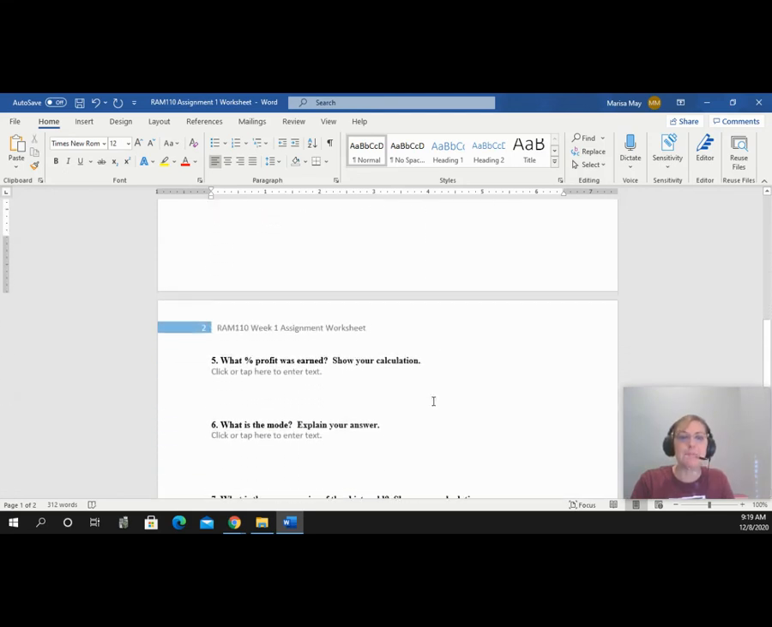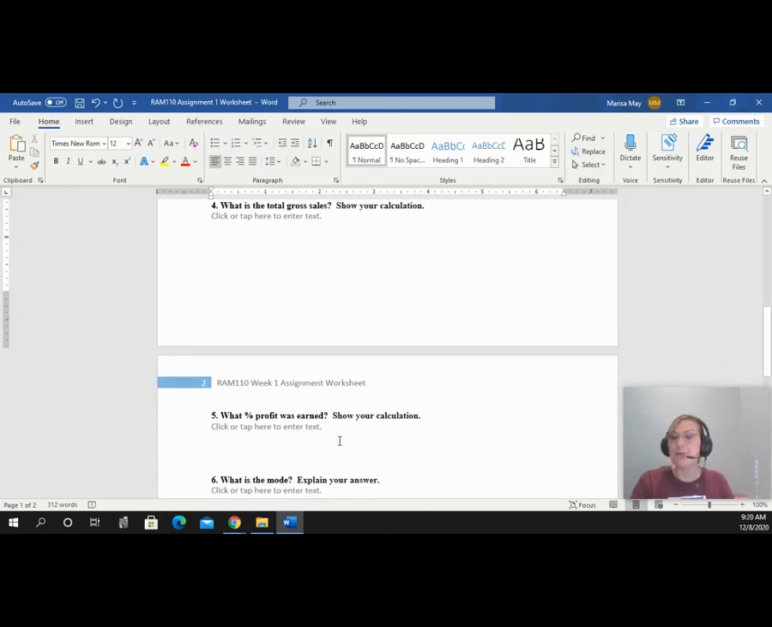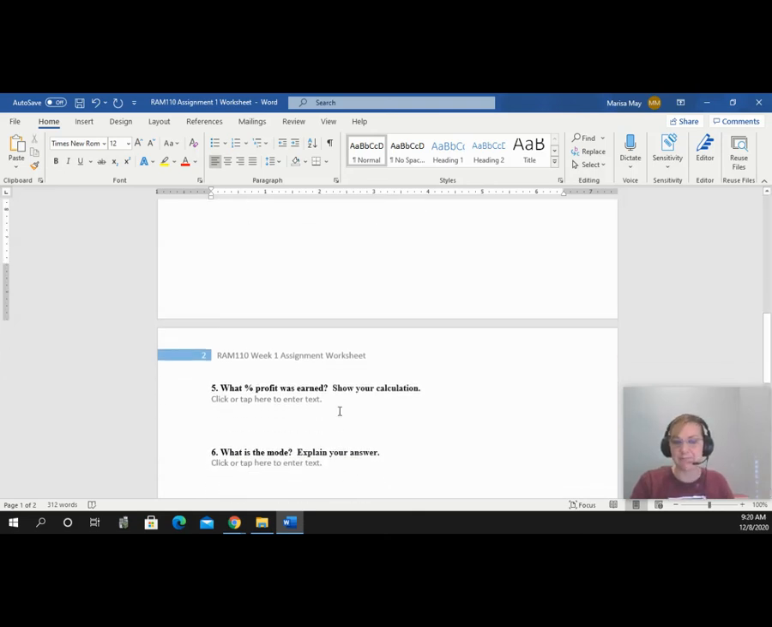Keep going here. What percent profit was earned? On this one, this is where you're going to factor in the $12.50 it cost us for each of the shirts. So look at your total sales, the gross sales that you did from number 4, and I want you to find out how much it cost you to produce the 300 shirts. Think about those 300 shirts. It cost us $12.50 each. So we're looking for what was our profit here.